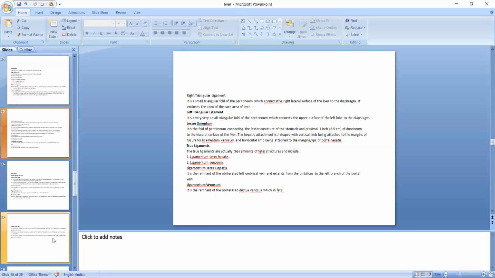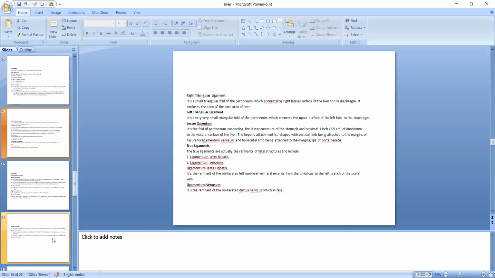Lesser omentum is the fold of the peritoneum connecting the lesser curvature of the stomach and the proximal 1 inch of the duodenum to the visceral surface of the liver. And the hepatic attachment is J-shaped, with the vertical limb being attached to the margins of the fissure for the ligamentum venosum, and the horizontal limb being attached to the margins of the porta hepatis.